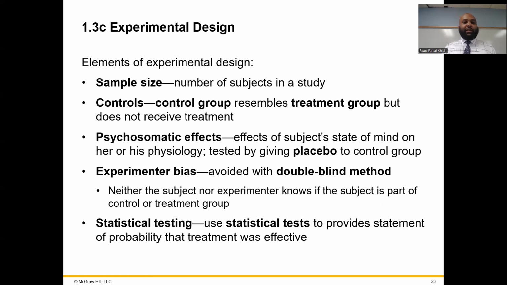So the sample size. Sample size is important. Why is sample size important? Because a medication that was run on 100 subjects and a medication that was run on 1,000 subjects, which one are you more comfortable taking? The 1,000. So that increases the reliability and the validity. The control is like the treatment group, but it does not receive the treatment.